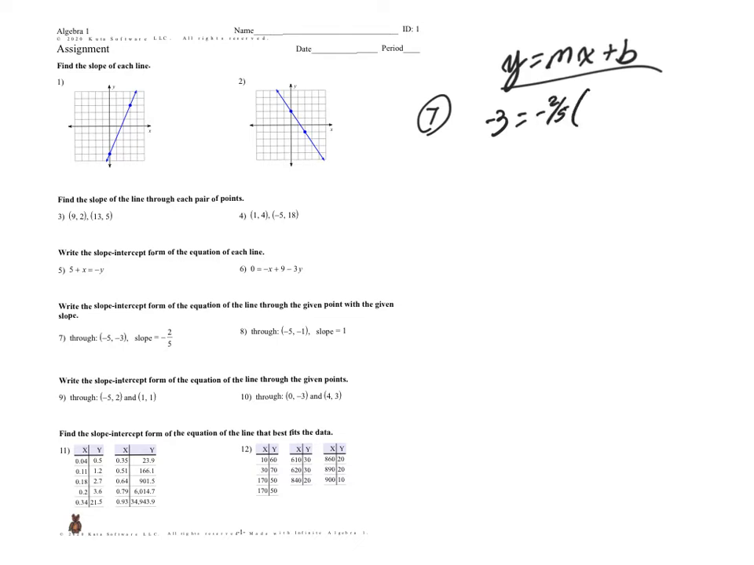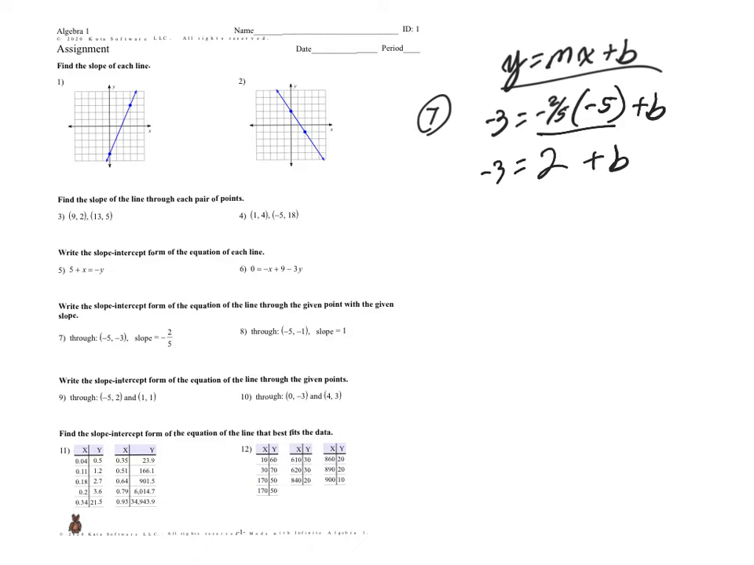And then an x value they gave me over here in the problem is -5. So we have -5 plus b. That's the only thing they didn't give me, the only thing standing in my way of having my complete equation. So I'm going to go ahead and multiply that out. I get -3 equals -2/5 times -5 gives me +10/5, which is +2, plus b.